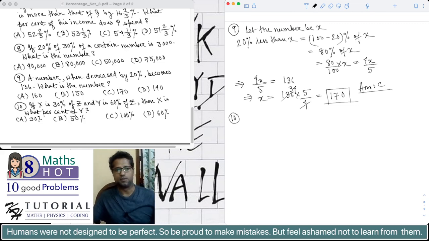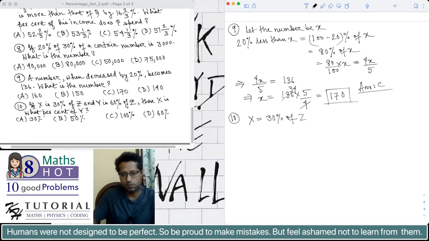If x is 30% of z and y is 60% of z, then x is what percent of y? Okay, x is 30% of z. So it is given that x is equal to 30% of z. 30% of z means 30% means 30 by 100, and of operator means multiplication. After simplification, we get this to be 3z by 10. So x is equal to 3z by 10.